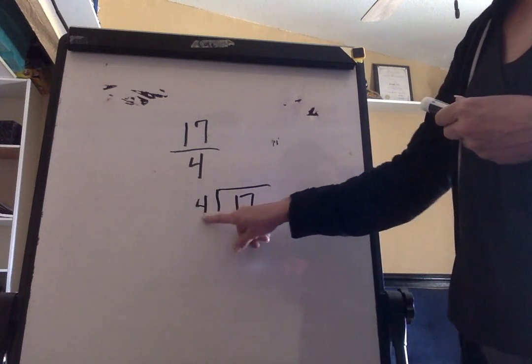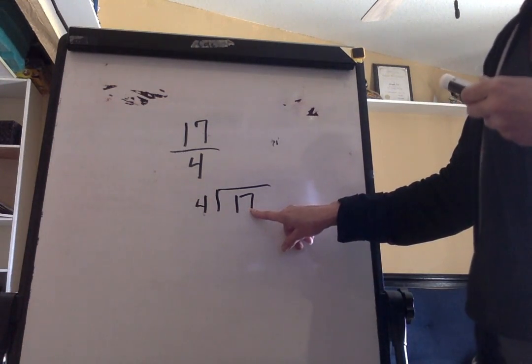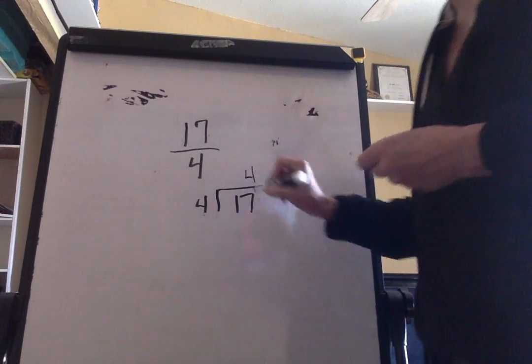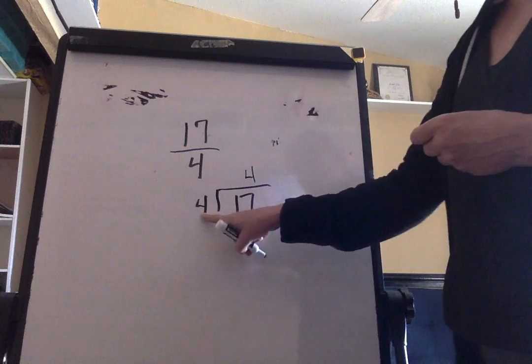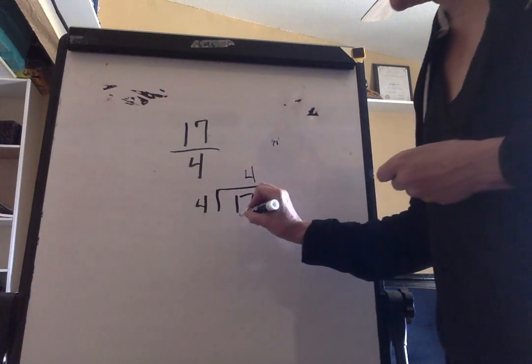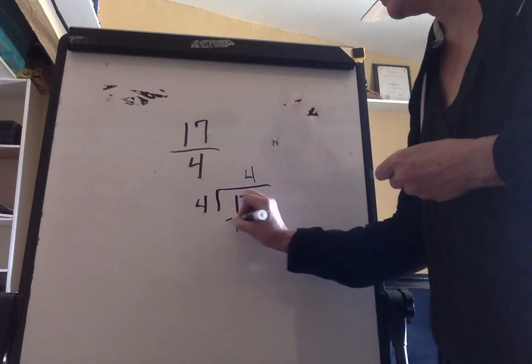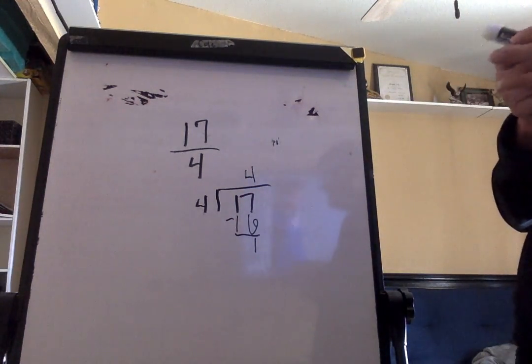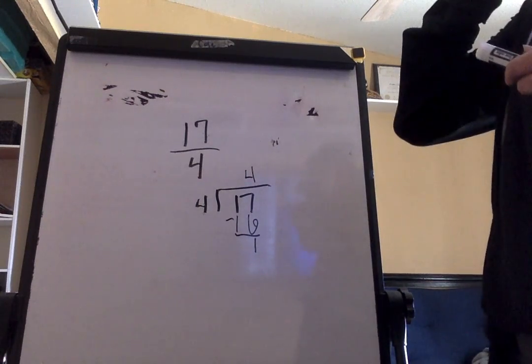First thing I'm going to do is say, well, how many 4s can I take out of 17? Well, I know 4 times 4 is 16, so that's about as close as I can get. So 4 will go into 17 4 times. 4 times 4 is 16. What's left is a 1. Now I'm ready for the second step of my Texas two-step. Think about it. What do I do?